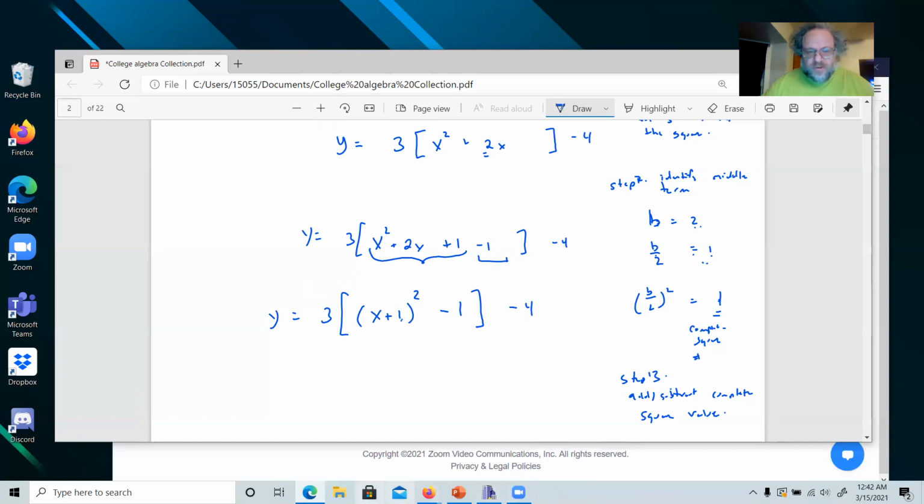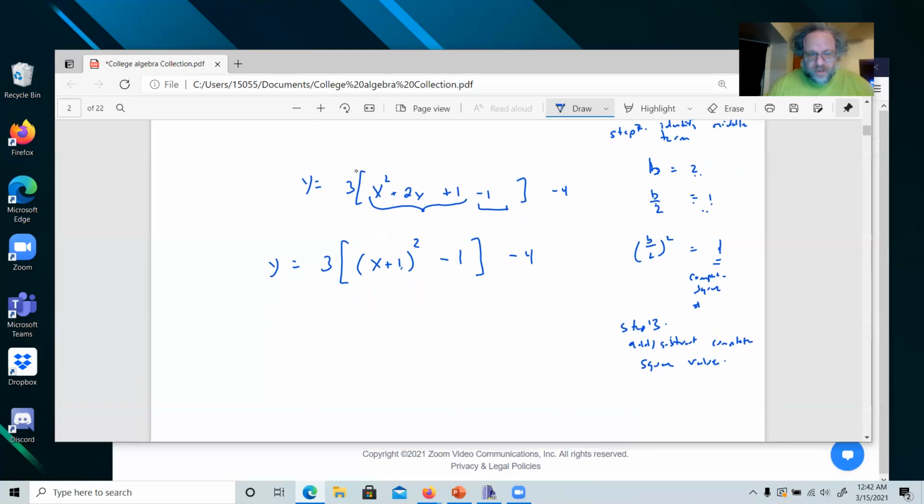Now what do we do next? Well, now we have to distribute. So we're going to take this 3 and distribute it here. This is a tricky part because sometimes students get so excited that they got this that they multiply it and then they forget. So don't forget to multiply the 3 times the -1 out here. Be thorough. So this is 3 times (x plus 1) squared. 3 times -1 is -3. And then this -4 is just along for the ride.